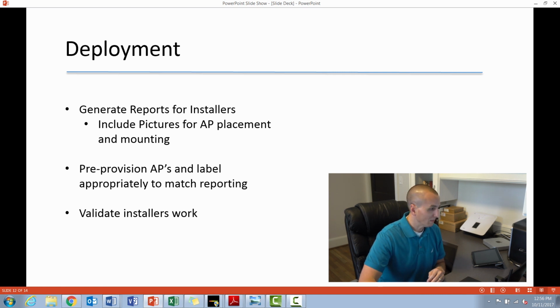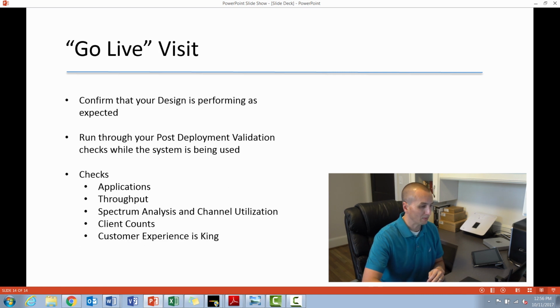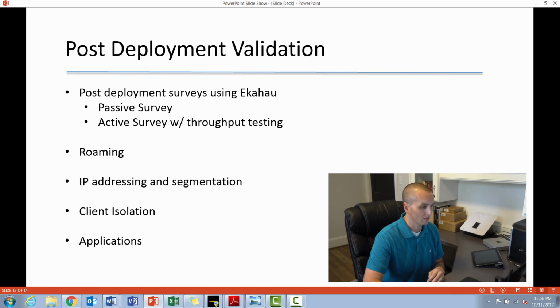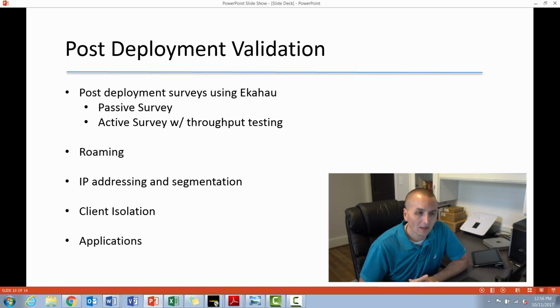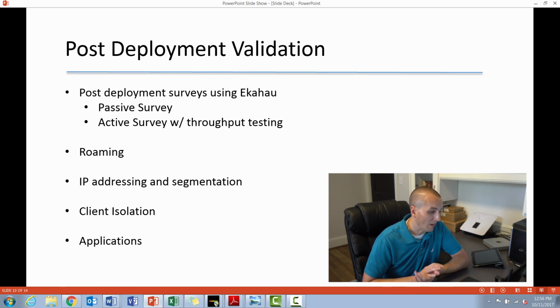So, following deployment, you then got a post-deployment. Actually, my slides are a little out of whack. So, you got a post-deployment validation. Now, this, for the church, is when it's sitting empty, right? So I'm busting out the Ekahau and I'm doing a passive survey, and I'm also probably doing an active survey, testing throughput and things of that nature.